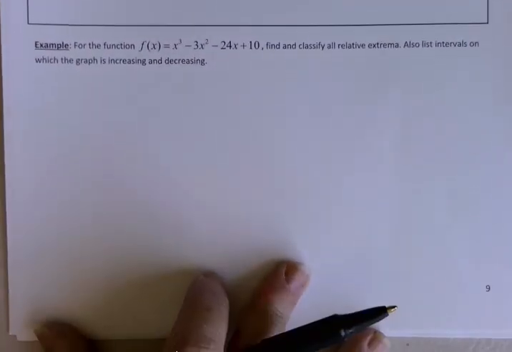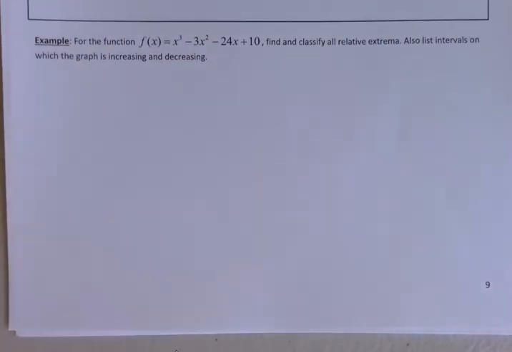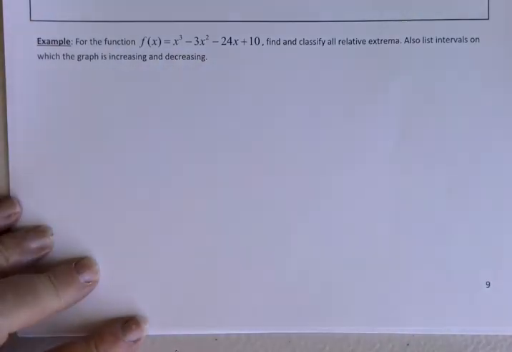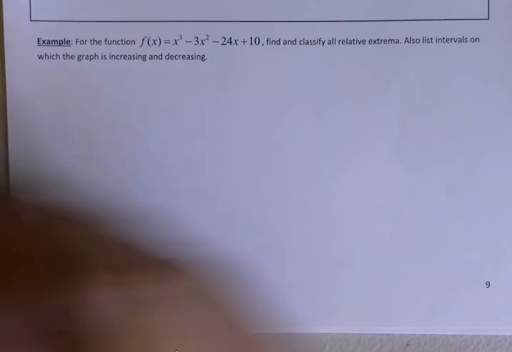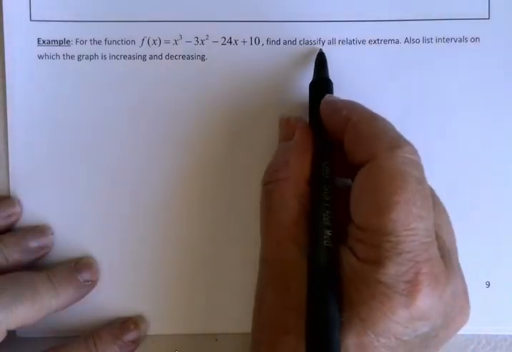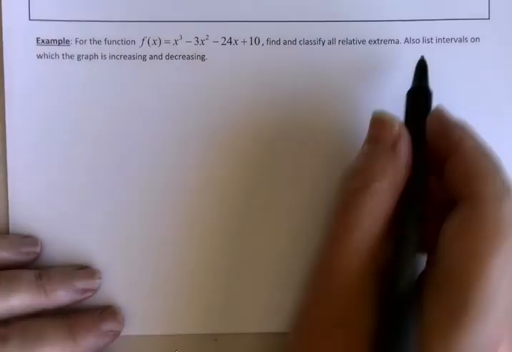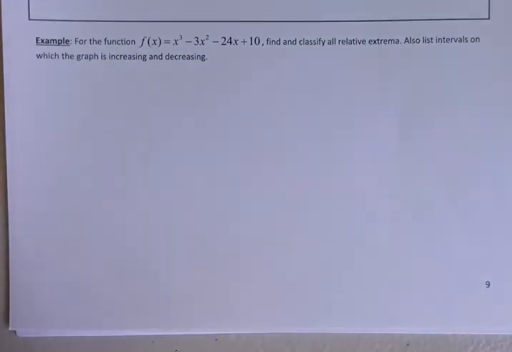All right, so let's take a look at this example. We've got this function, it's a cubic polynomial, and I would like to find and classify. Classify means just say if it's a max or a min. All of the relative extrema, and we'll also list our intervals where the graph is increasing and decreasing.